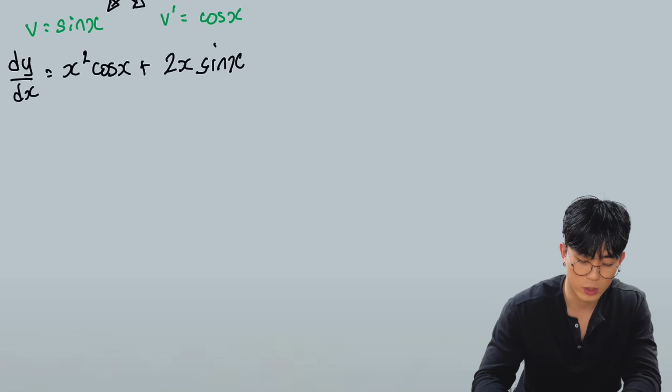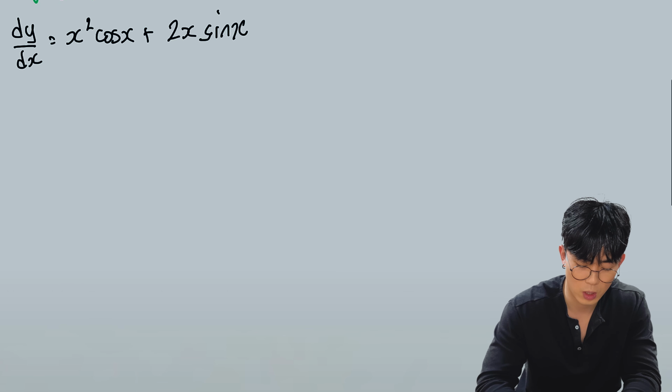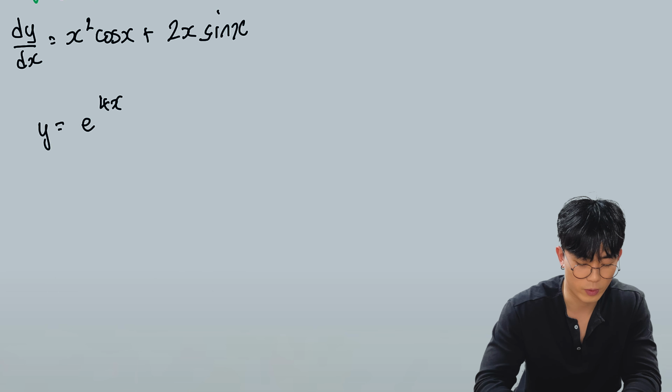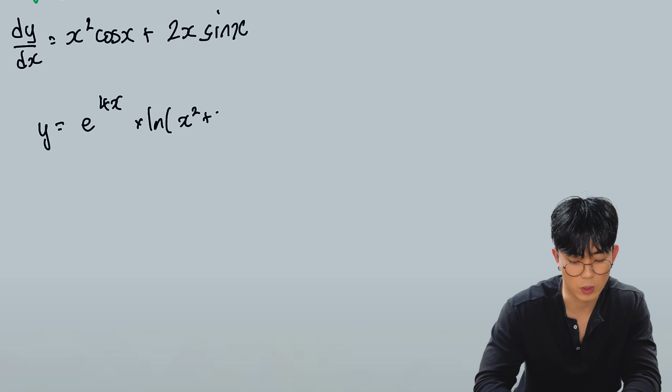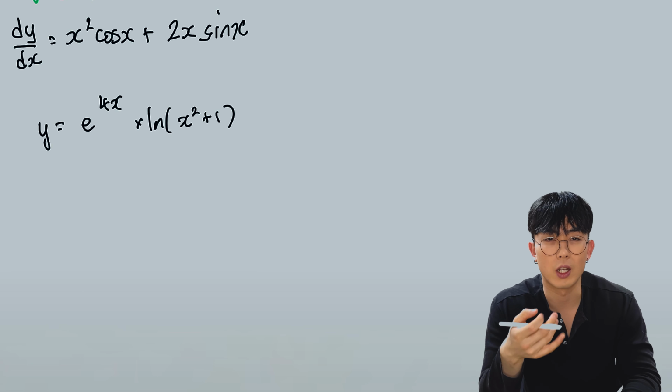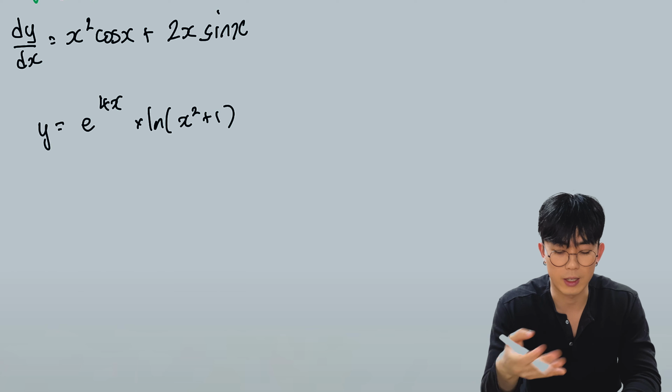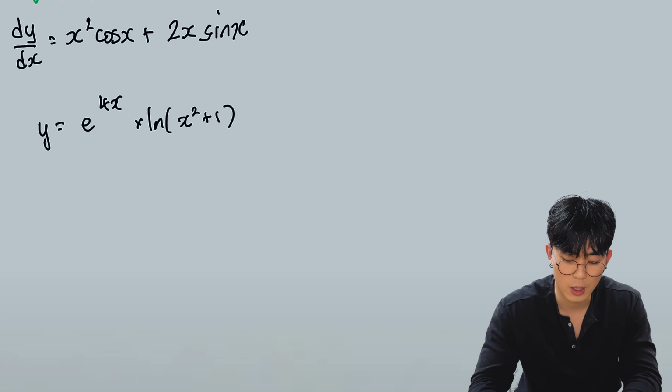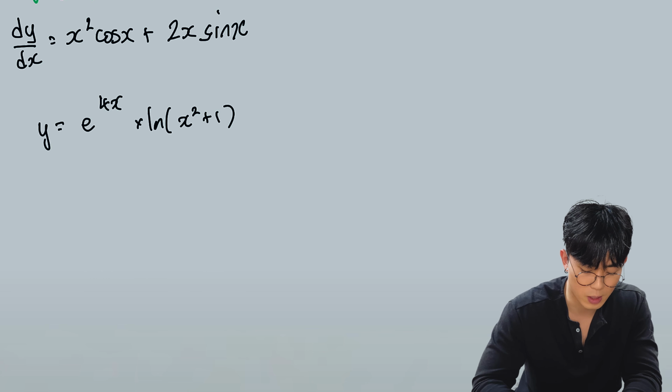So let's say I want to differentiate y is equal to e to the 4x times by ln of x squared plus 1. In the previous videos, we learned how to differentiate exponentials and natural logs, right? So we can do this as well. So once again, we set our u and v. As I said, it doesn't matter which one you set as u. So in this case, I'm going to set e to the 4x as u, and v will be equal to ln of x squared plus 1.